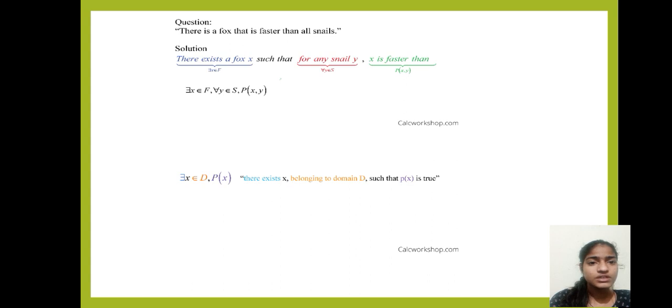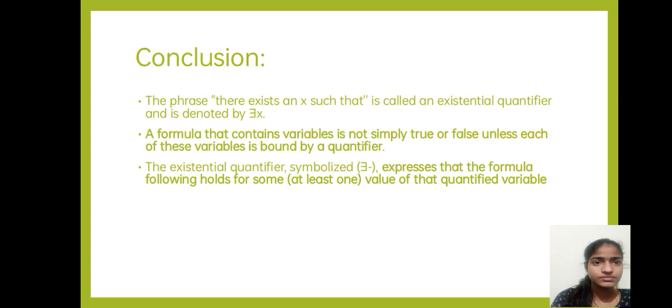Let's see another example. There exists x belongs to D and P of x. There exists x belongs to domain D such that P of x is true. It means some of them are true. It's saying some of them are true. Another example, and then the conclusion.